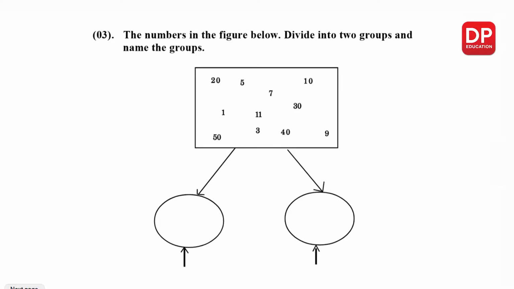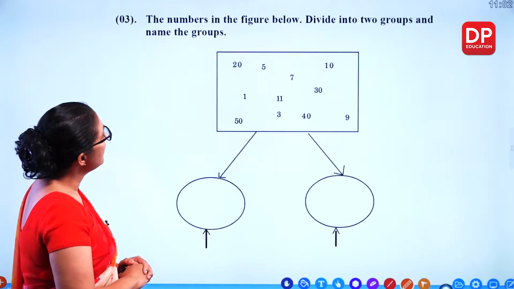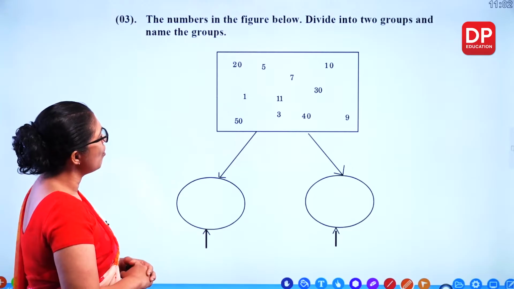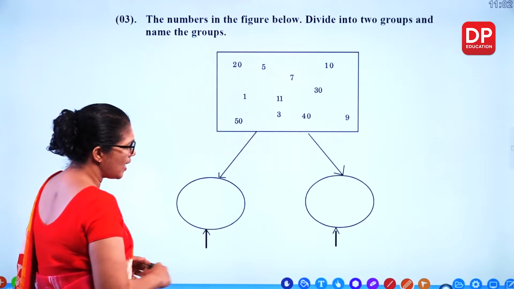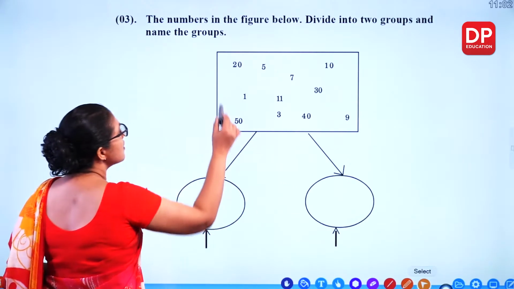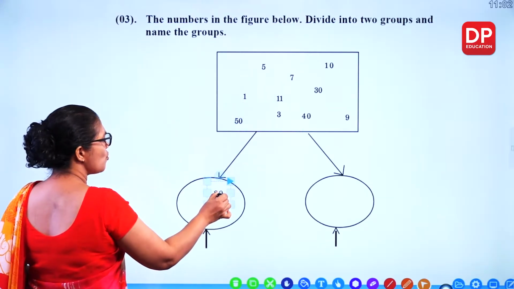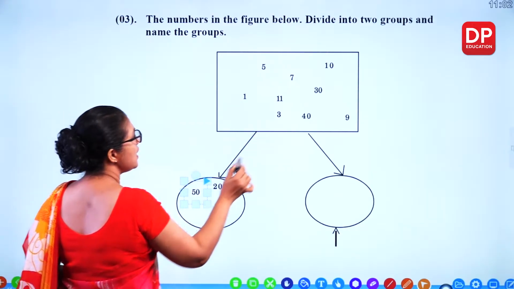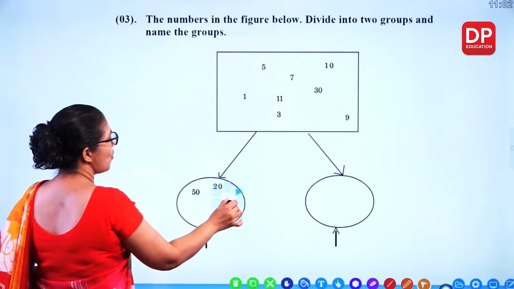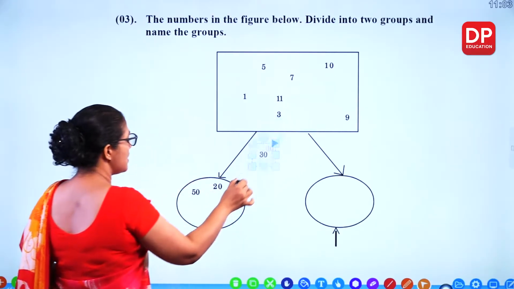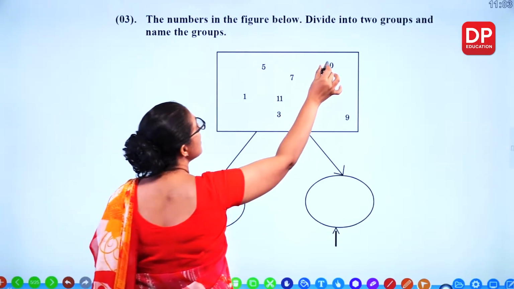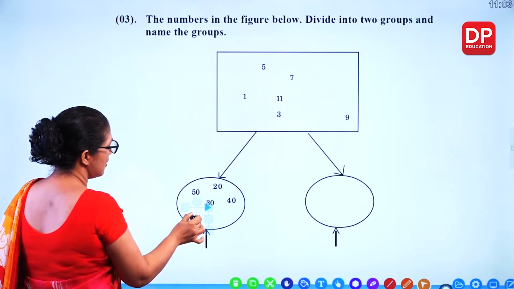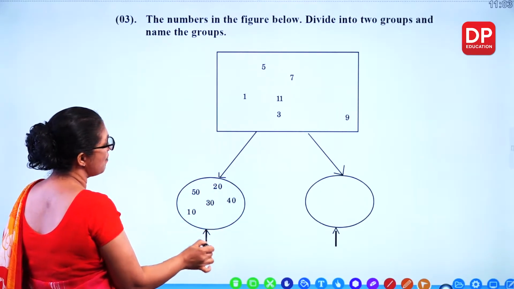Look at this one. All are numbers. Divide into two groups and name the groups. Look at carefully. You get 20, 30, 10, 40, 50. So we can separate these numbers into one group. 50, 10, 40, 30, 10. And what are the other numbers?